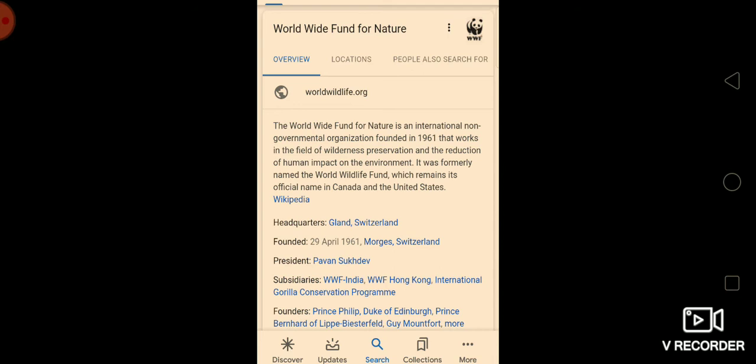The headquarters is in Gland, in Switzerland. It was founded on 29 April 1961 in Switzerland, and the president was Marwan Sukhdev, and subsidiaries were India, Hong Kong, and the International Gorilla Conservation Program. Then the founders were Prince Philip, Duke of Edinburgh, Prince Bernard, etc. Understood?